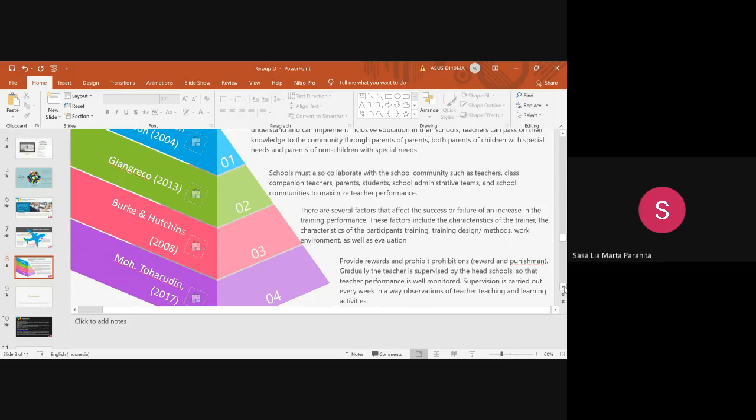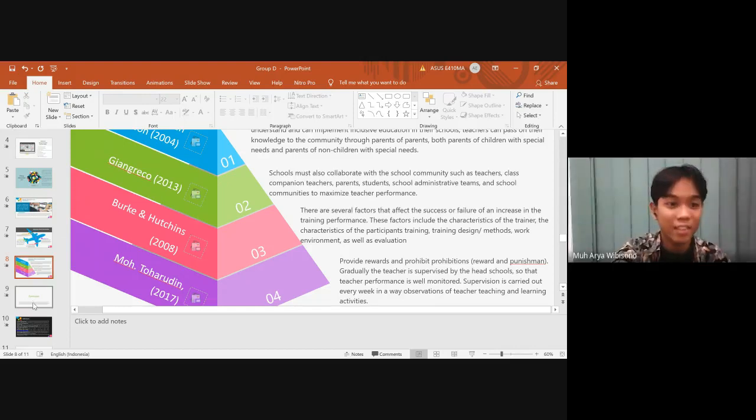And the last is from Muhammad Toharuddin, 2017. Provide rewards and prohibitions, or rewards and punishment. Usually, the teacher is supervised by the head of school so that the teacher's performance is well monitored. Supervision is carried out every week through observations of teachers' teaching and learning activities. Okay, thank you, Sasa.